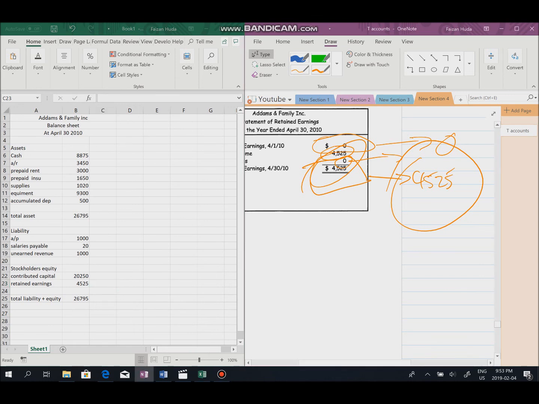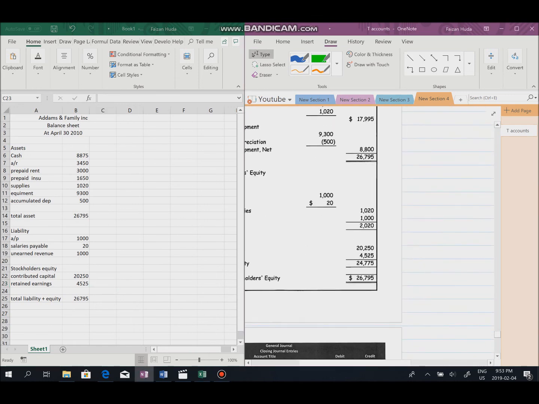And just to double check a balance sheet, I'm pretty sure it's right. Yeah. The balance adds up and it matches, everything's perfect.